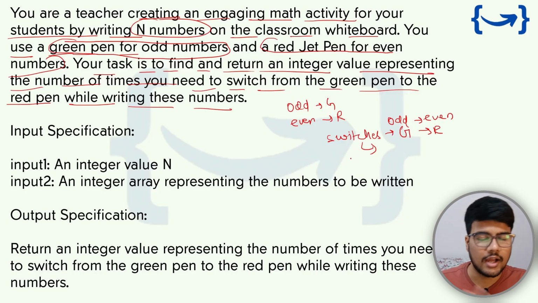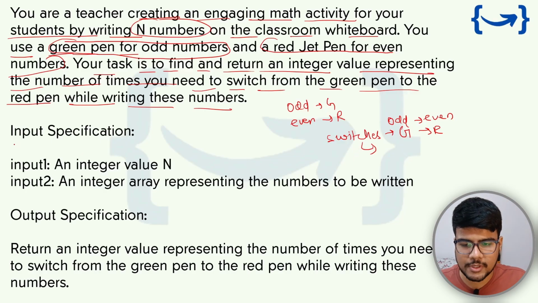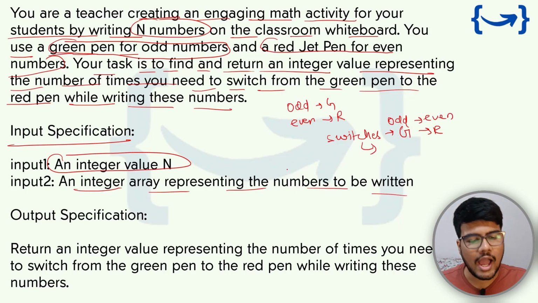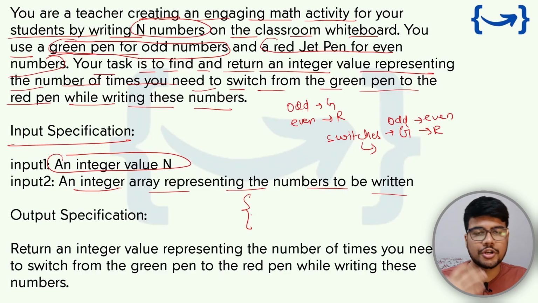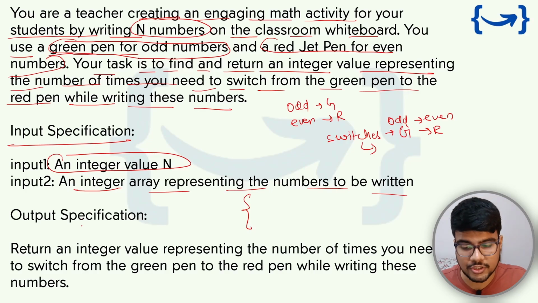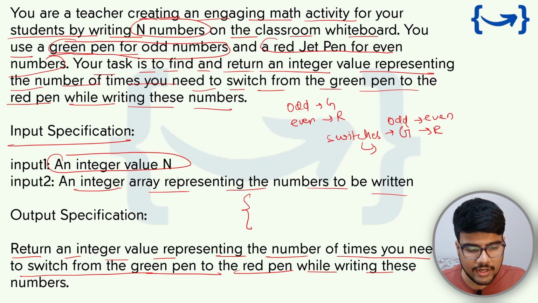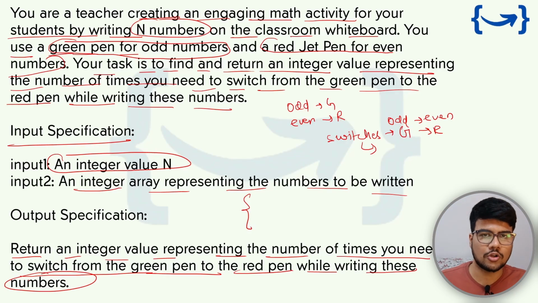So pretty understandable problem. Input specification: an integer n and an integer array representing the numbers to be written. You just need to complete the given function, return your answer and you're done. You don't need to take the standard input from a compiler, which is a pretty good feature. Return an integer value representing the number of times you need to switch the green pen to the red pen while writing these numbers. Output format is also clear.